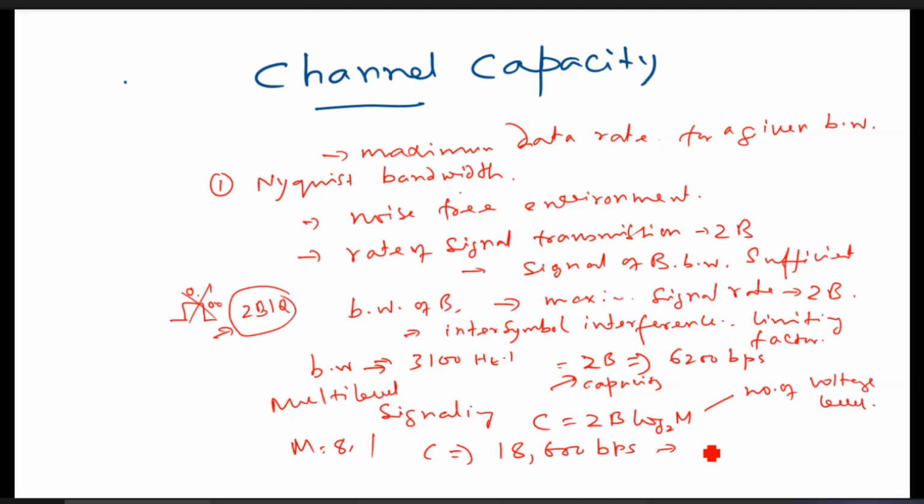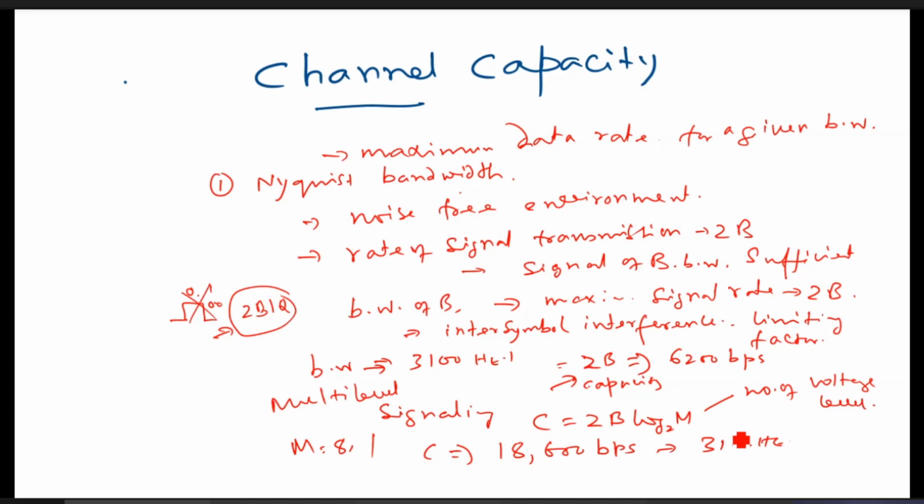This is for the same bandwidth of 3,100 hertz. So for multi-level schemes, the capacity can be enhanced if you increase the number of digital signal elements. That is the Nyquist relation. But of course, it is an ideal system because it is valid only in noise-free environments.